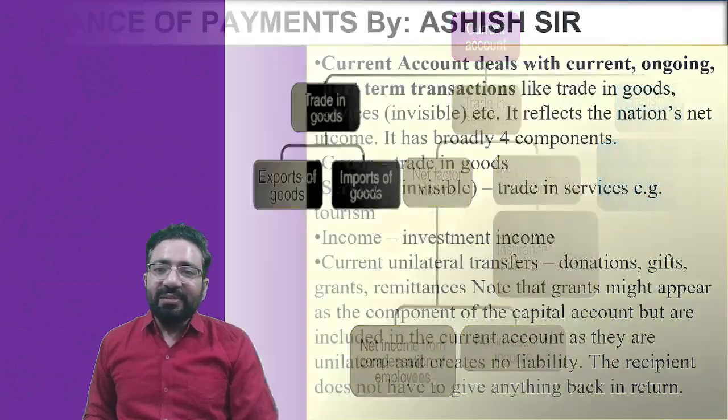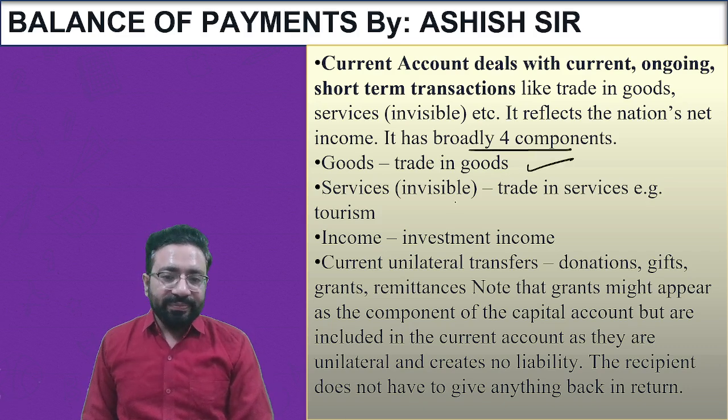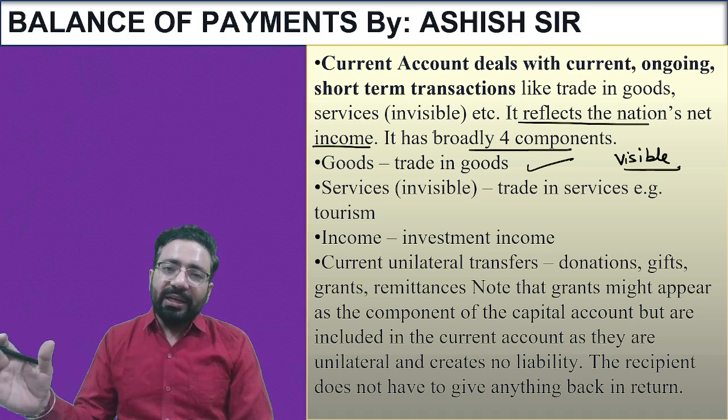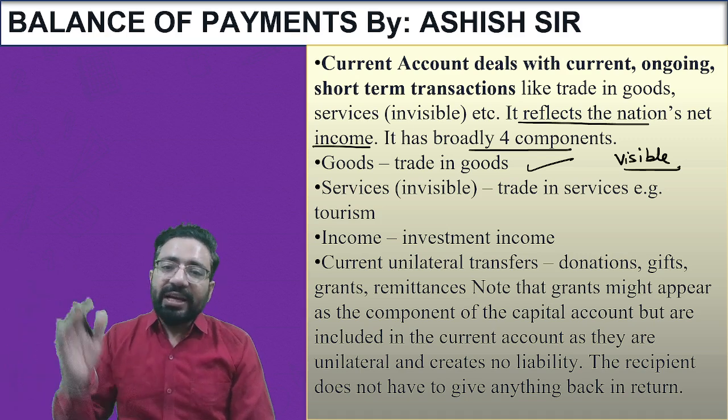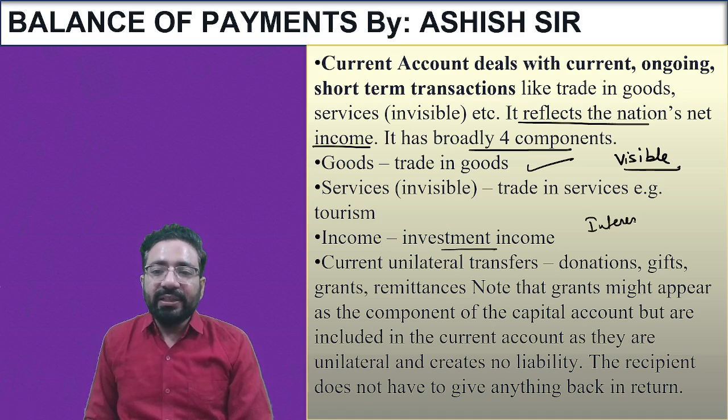Hopefully the things are much clear to you now. So current account broadly has four components: trade in goods, that means visible items. It reflects the nation's net income, because whatever investment and other things are being made would be shown in the capital account. Services, invisible. Income, investment income and other income like interest, profit and other things. Current unilateral transfers, unrequited transfers. Unilateral means one side. Bilateral means both sides.